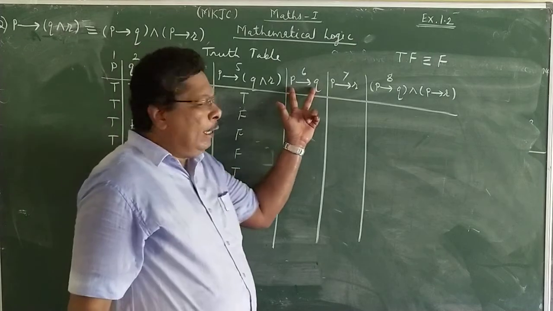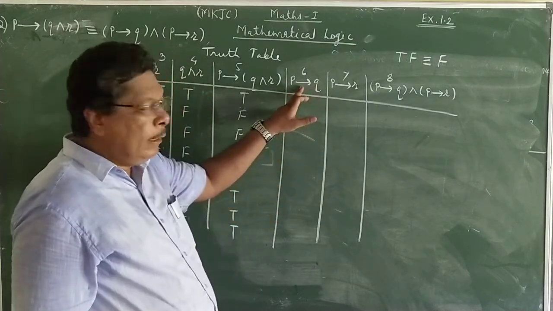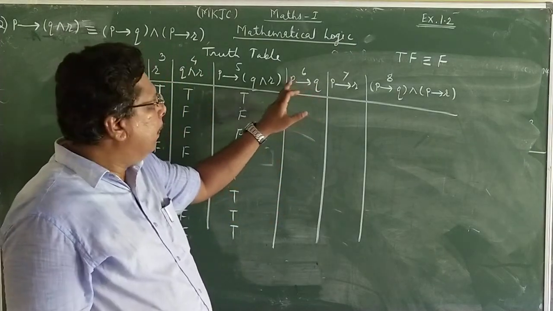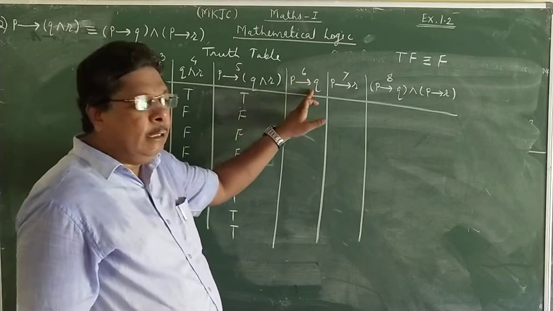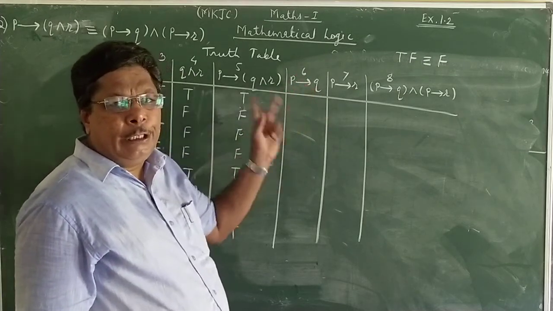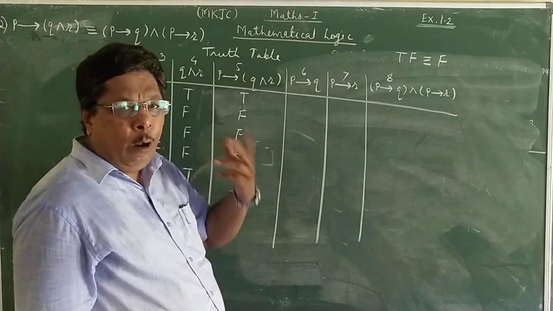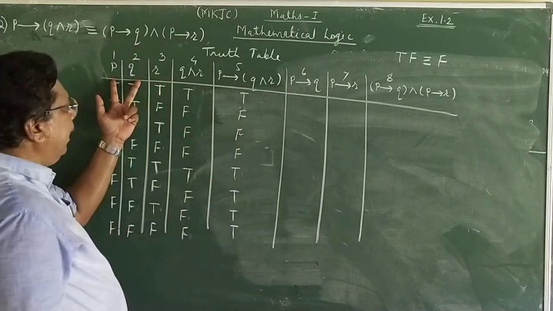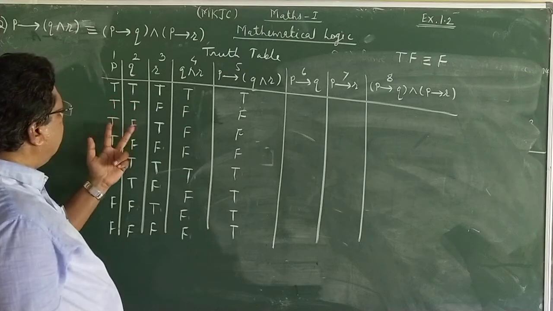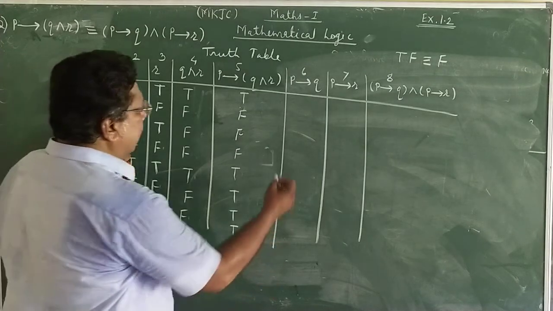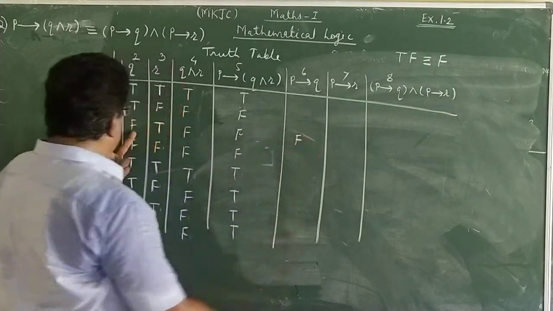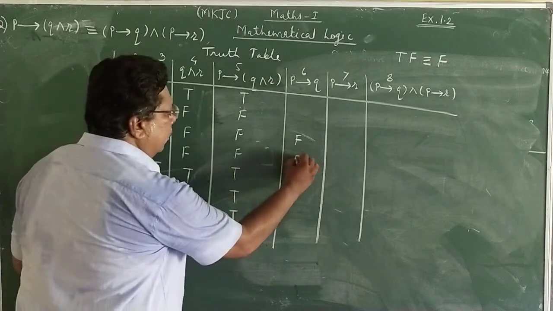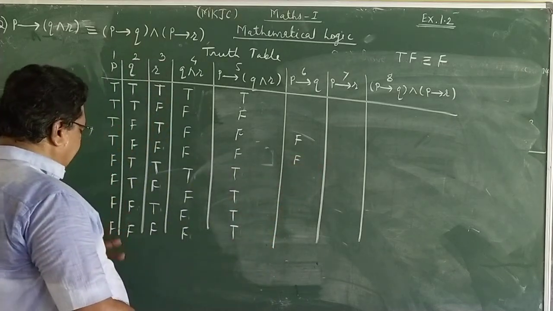Next column, P conditional Q. Connective is same, if then. Requirement is if P is true and Q is false, then P conditional Q is false. And in all the remaining cases it is true. Now see P conditional Q in column 1 and 2. First true, second false. Condition is satisfied in the third case. This is false. Fourth is also false. And the remaining are true.